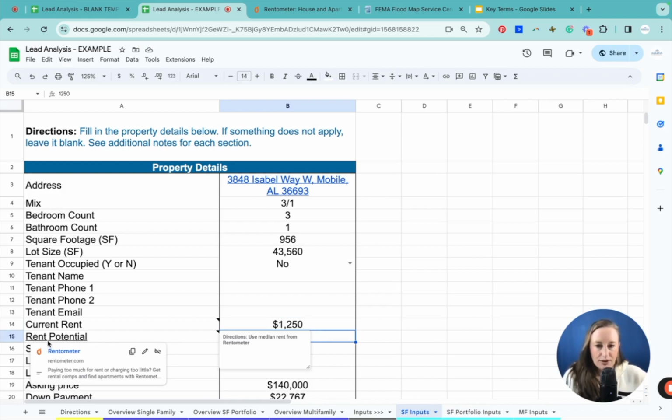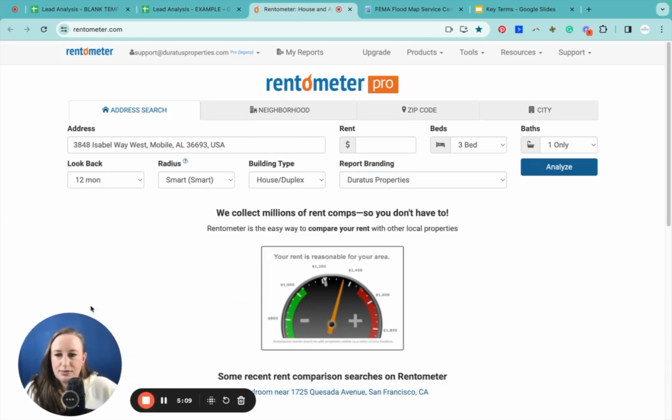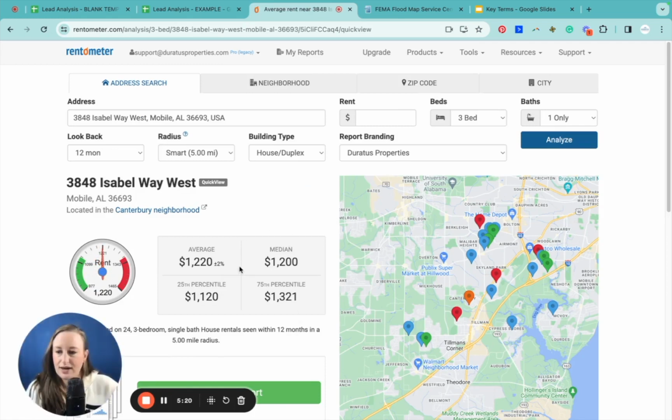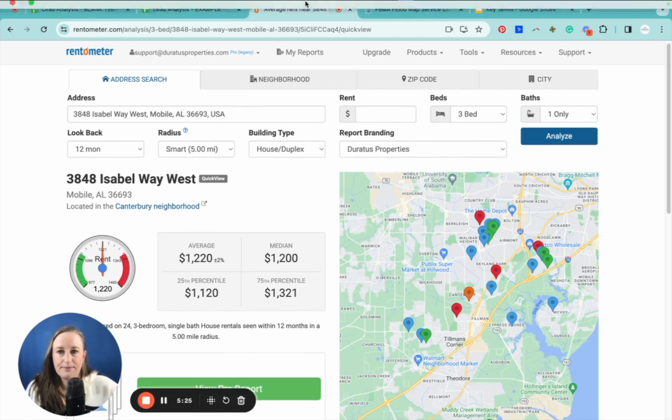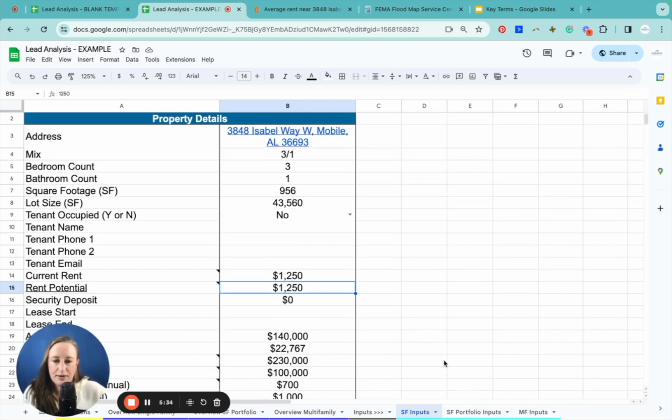And if you don't know what the rent potential is for your property, you can use this tool that I have linked called Rentometer. You go over to this site, and basically you just put in some basic information: your address, bed bath count, building type, and analyze. And this is going to give you a decent estimate of the average and median rents for that property. So we used $1,250. It had $1,200. I did this a couple months ago, but close enough. So we'll just keep that in there for now.